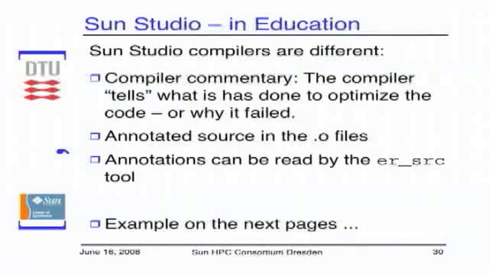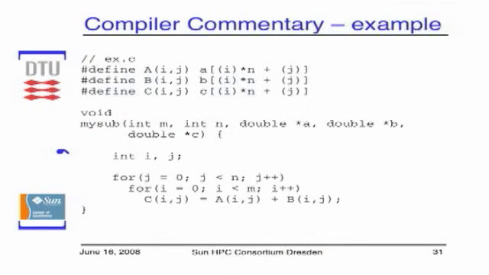Sun Studio is very different in that respect. Sun Studio has a very nice feature called compiler commentary. The compiler tells you what it has done trying to optimize your code, or why it couldn't optimize. It does this by annotating your source in the object file, and there's a tool to make those annotations visible on the screen. And on the next few pages I have some examples.